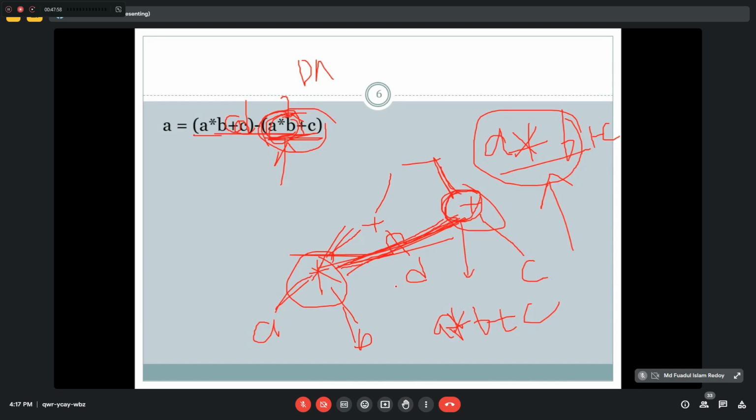So this one is actually A into B. If you think about A into B, this A into B has two parents, this one and this one, okay? But A into B into A into B plus C is not a common sub expression. There is no common sub expression. That's why A into B plus C has only one parent. Got it?